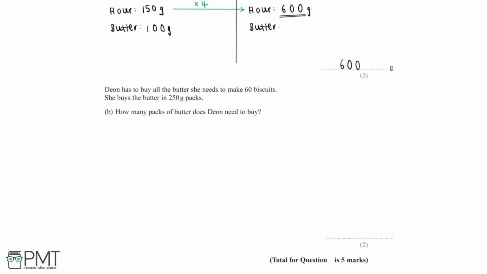Now in part B, we're told that Dion has to buy all of the butter she needs to make 60 biscuits, and she buys the butter in 250 gram packs. We need to find out how many packs of butter Dion needs to buy. Well, first we need to find out how much butter she needs for 60 biscuits. And we can go back to our diagram in Part A to help us do that.